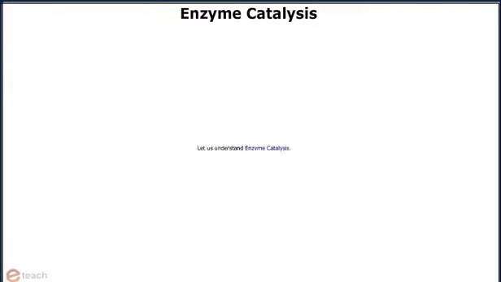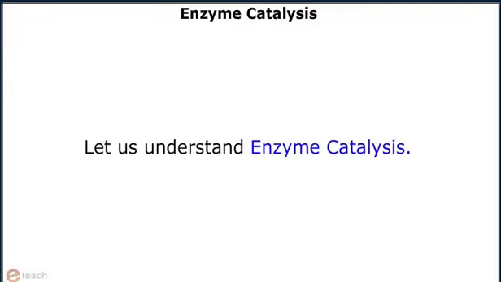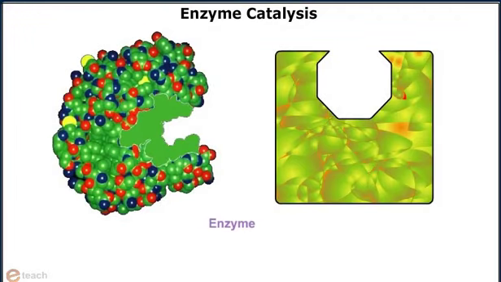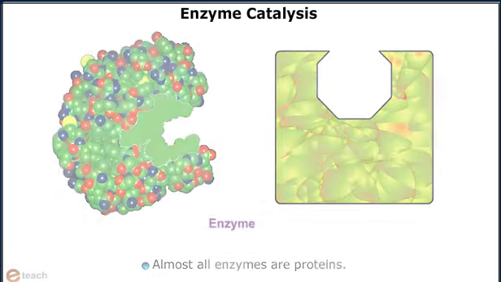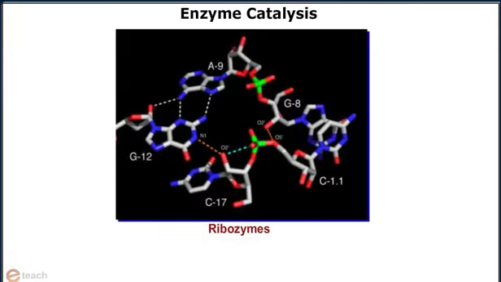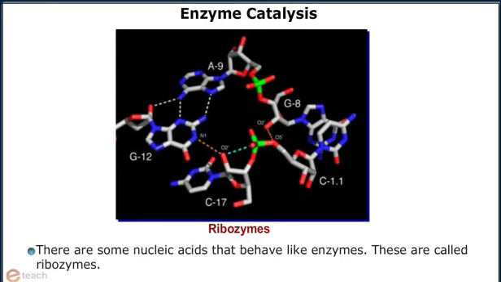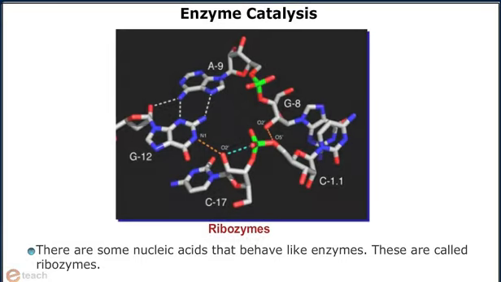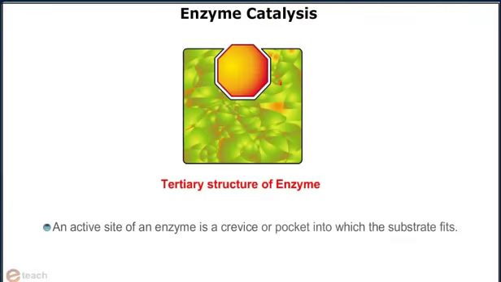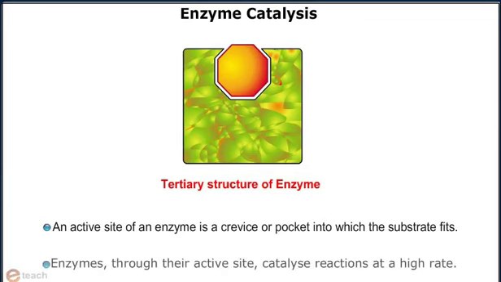Enzyme catalysis. Let us now understand enzyme catalysis. Almost all enzymes are proteins. For example, ribozymes. There are some nucleic acids that behave like enzymes. These are called ribozymes. An active site of an enzyme is a crevice or pocket into which the substrate fits. Enzymes, through their active site, catalyze reactions at a high rate.